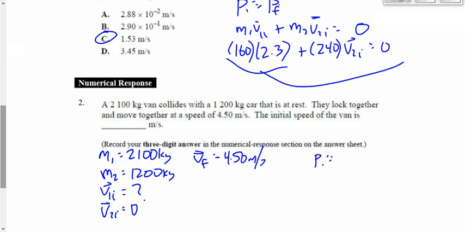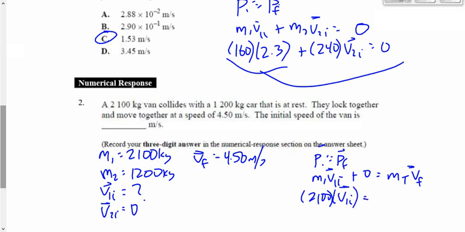Pi is equal to PF. M1 V1I plus 0, because the second object is at rest, equals M total times VF. That's the total mass here, 3,300. So calculate that number on the right-hand side, 3,300 times 4.5, and then divide it by 2,100. And for this, we end up getting 7.07.